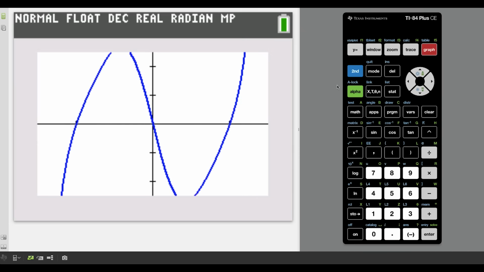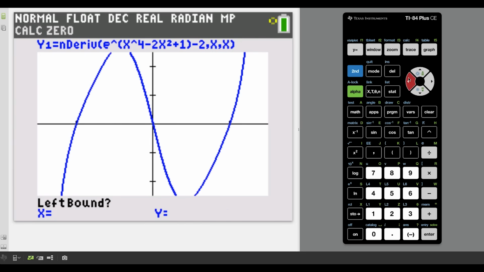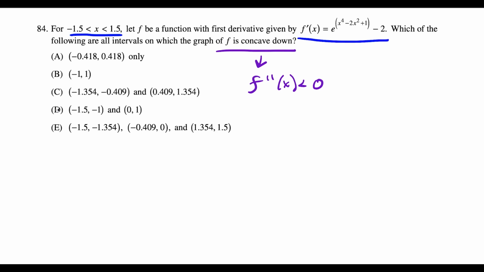And here we are. Notice it looks like our second derivative is going to be negative from negative 1.5 to about negative 1. But just to be precise, we could trace the 0 to be 100% sure. So we get close here, and we hit enter before, enter after, and a third time, and notice our second derivative is negative from x equals negative 1.5 to x equals negative 1. And it looks like it's happening again from 0 to 1. So it'll be from negative 1.5 to negative 1, and then from 0 to 1. So this one is going to check out with choice D.